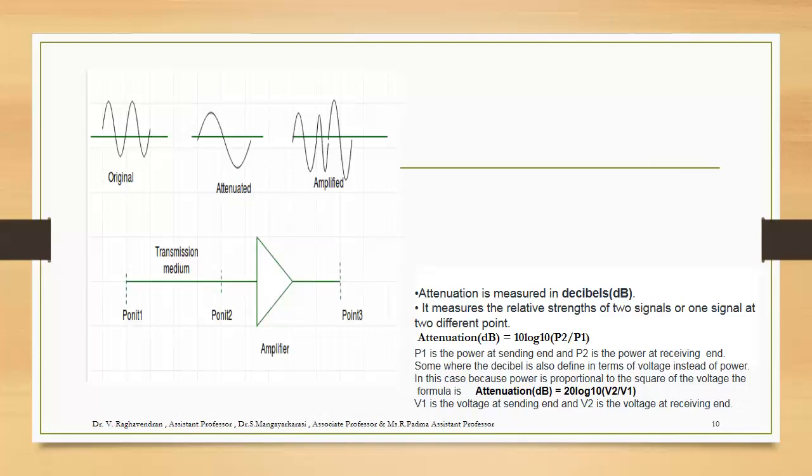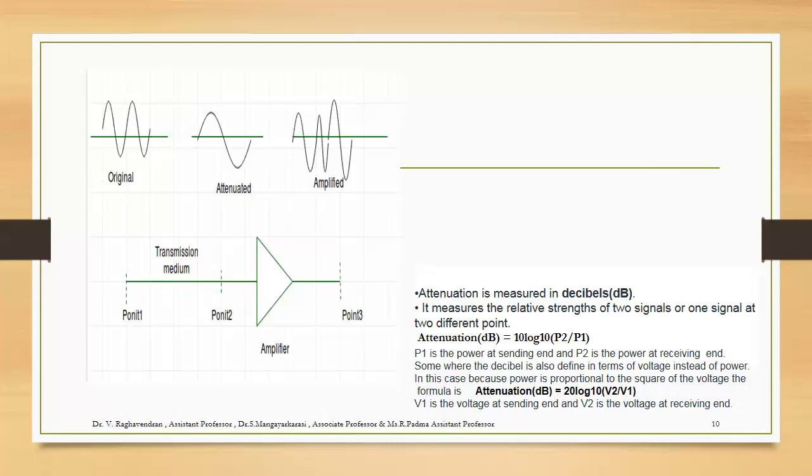Attenuation is measured in decibels, which may be represented as dB. It measures the relative strengths of two signals, or one signal at two different points. So attenuation in dB equals 10 log 10 of P2 divided by P1. P1 is the power at the sending end. P2 is the power at the receiving end.